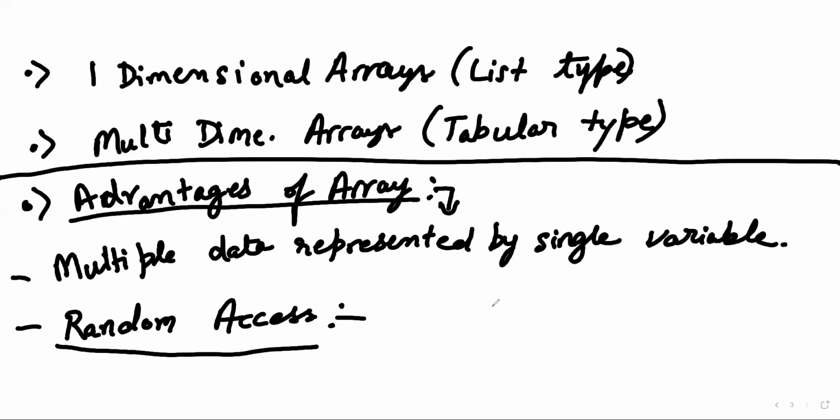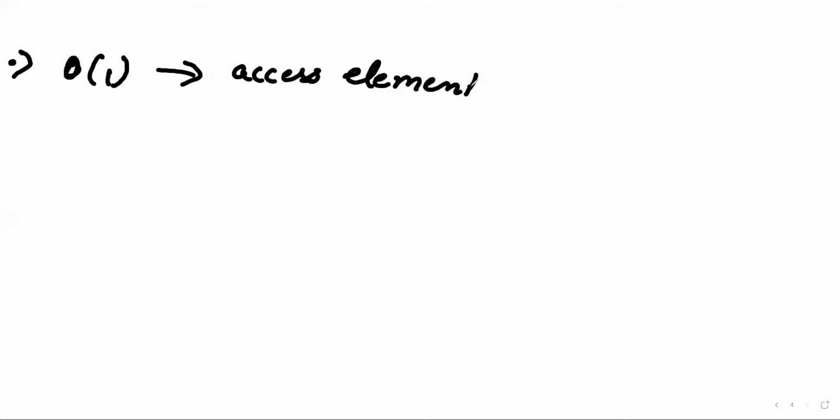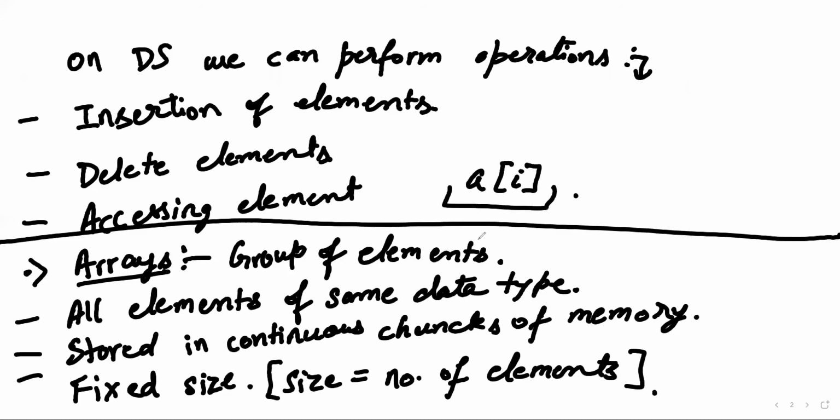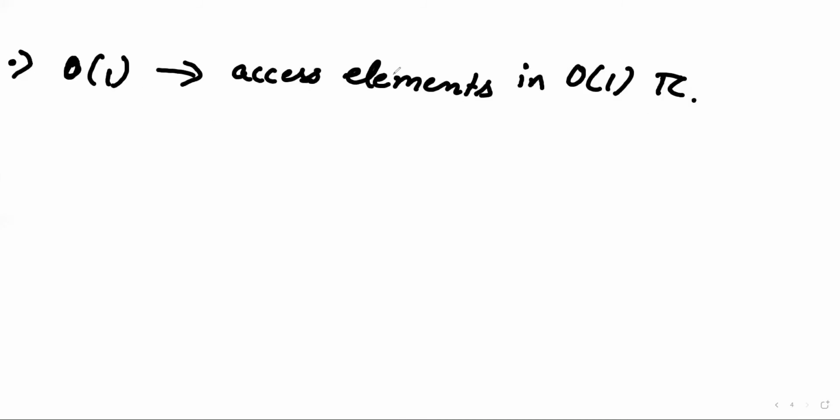If that's clear, let's try to break down the random access part without taking too much time. The reason why we can access the elements in an array in O of one time complexity is, as we mentioned in the previous slide, that arrays are stored in continuous blocks of memory. So let's try to understand that.